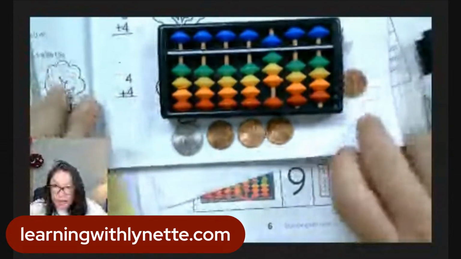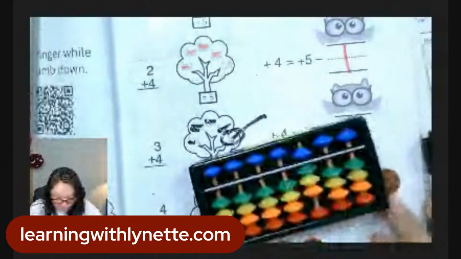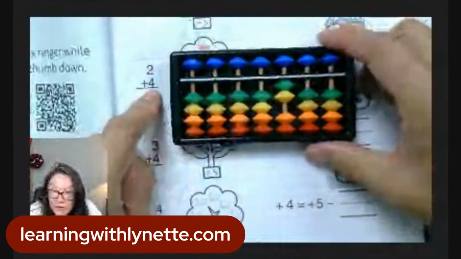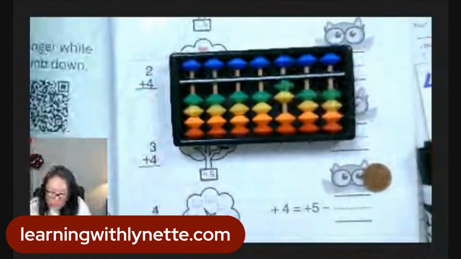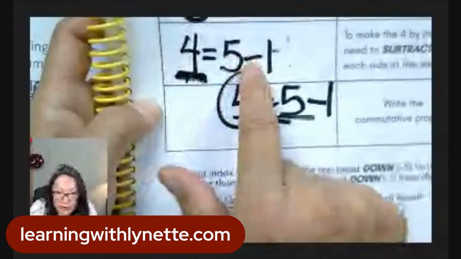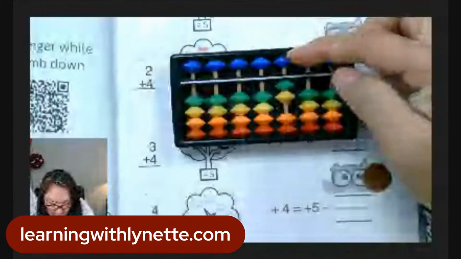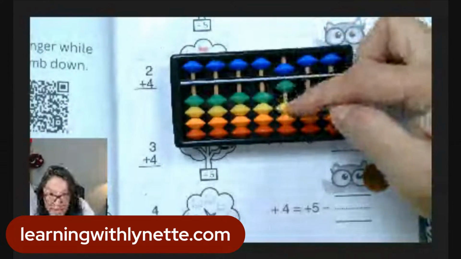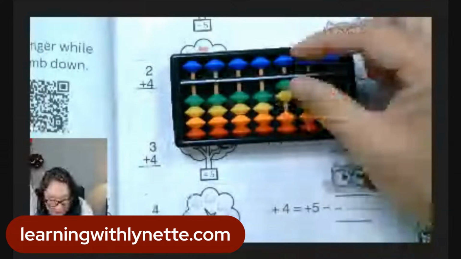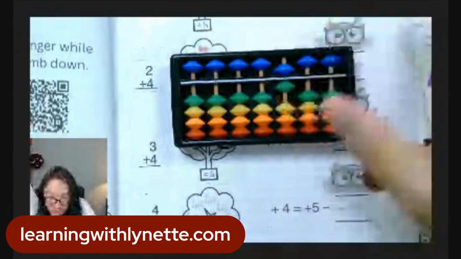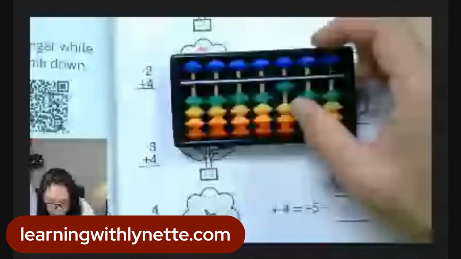Okay, so what do we have? We have 2 on the abacus. And then we add the 4. When we add the 4, what are we going to do? Again, we're going to plus the 5 minus the 1. Anytime we want to add this 4, that's the pattern. So when we add it, we plus the 5 minus the 1. If we subtract, all we've got to do is minus the 5 plus the 1.